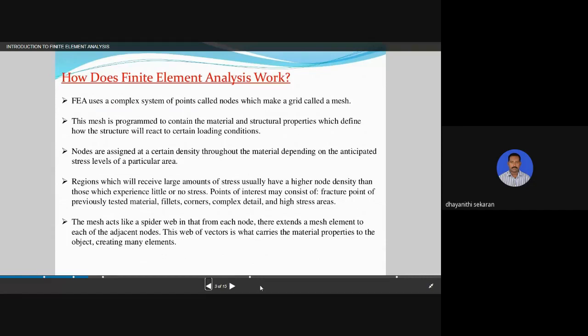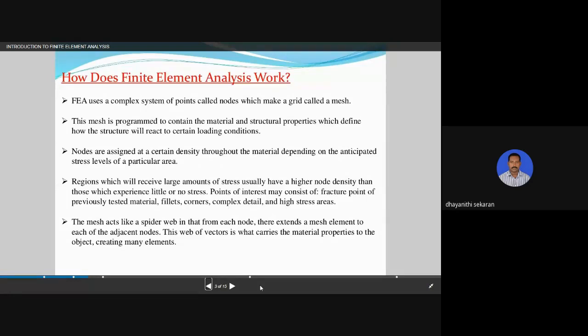How does finite element analysis work? FEA uses a complex system of points called nodes, which make a grid called a mesh. This mesh is programmed to contain the material and structural properties which define how the structure will react to certain loading conditions. That means in a structure we need to split into n number of elements. In a single element having properties like displacement or temperature or any distribution, from that particular element, we are finding all the properties. Using that, we are calculating total structural property. That is how we will get the global finite element equations.